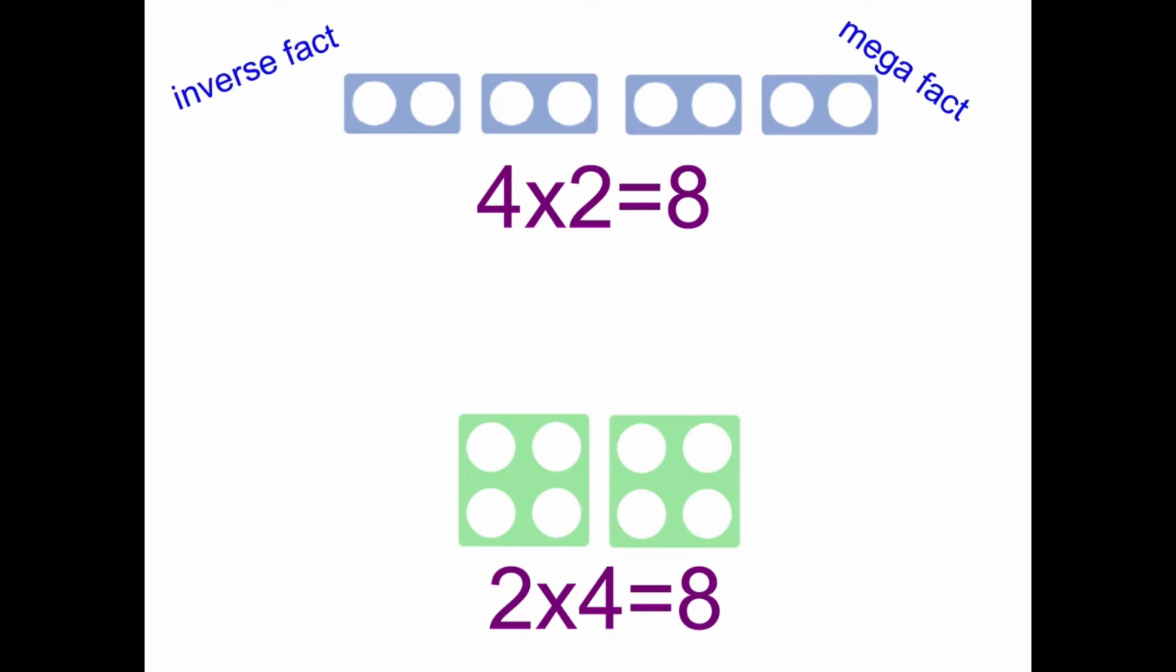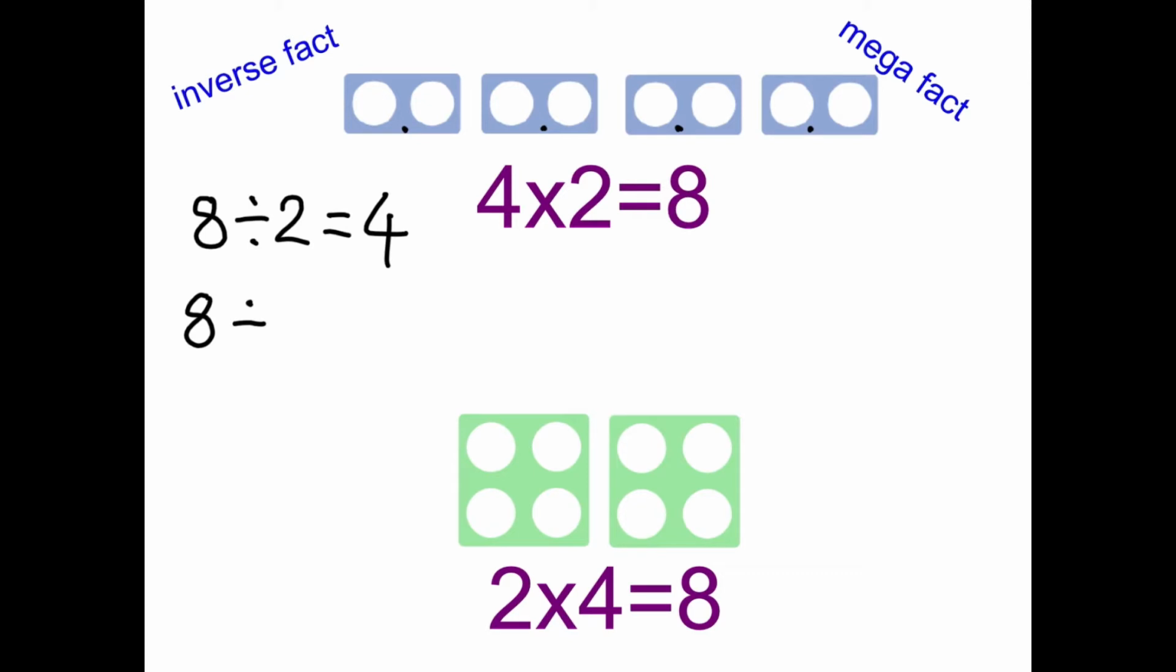Now, the inverse fact, remember, would be a divide fact. So you have to put the big number first, the 8, and then you're dividing it by one of the little numbers. So let's divide it into 2's. How many 2's are there in 8? 1, 2, 3, 4. So 8 divided into 2's makes 4 2's.